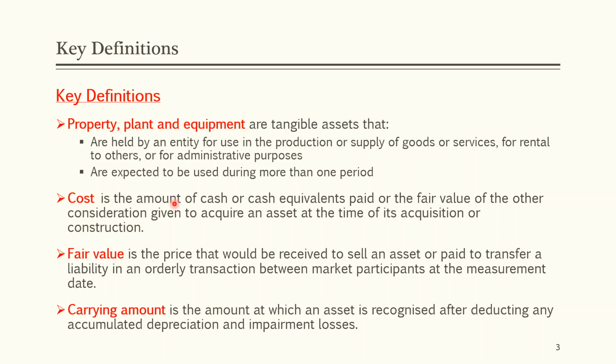Cost. Cost is the amount of cash or cash equivalents paid, or the fair value of the other consideration given to acquire an asset at the time of its acquisition or construction. Assume we are going to purchase a machine. Today we pay in cash 1 million, and we agree to pay another 1 million in another 2 years' time. When determining the cost, we should not only consider the amount of cash or cash equivalent we have transferred, but also the fair value of the other consideration given. It means the fair value of the 1 million which we are expecting to pay after 2 years, we need to consider as the cost.